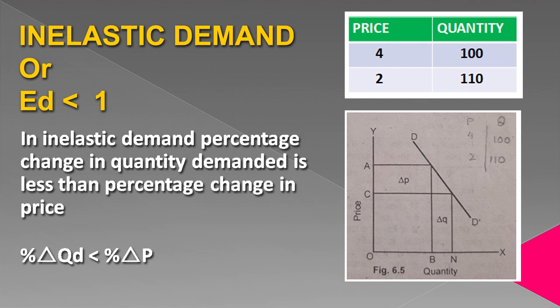We can show it in a graph also. Here you can see when price is 4, quantity demanded is 100. When price decreases to 2, change is of 50%. Here change in demand is lesser. Quantity demanded increases, but this change is less than 50%. By joining these points, we get a curve that is known as demand curve, and this demand curve is a demand curve of inelastic demand, showing that change in demand is less than change in price.